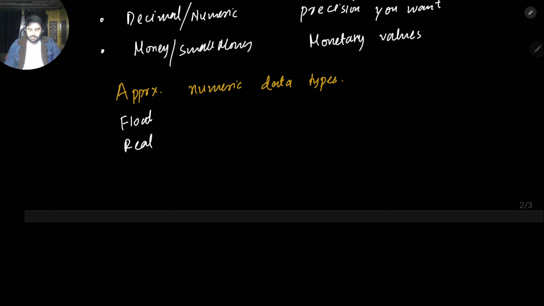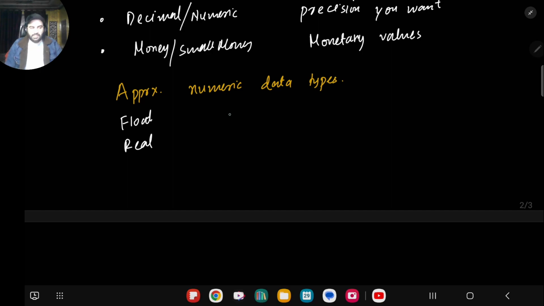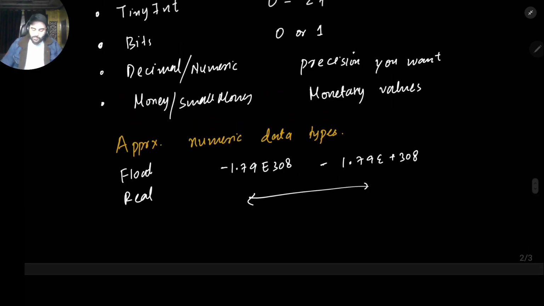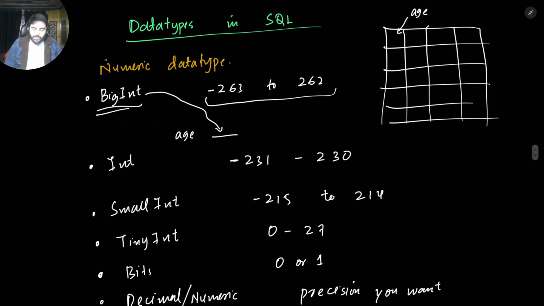So there is a particular range, minus 1.79 times 10 to the power 308. Simply we can write it like this: 1.79 e 308. This means you raise 10 to the power 308. So there is a specific range for real numbers as well. This is called the approximate numeric data type. So this is what we have, the data types that are available as numeric data types in SQL.